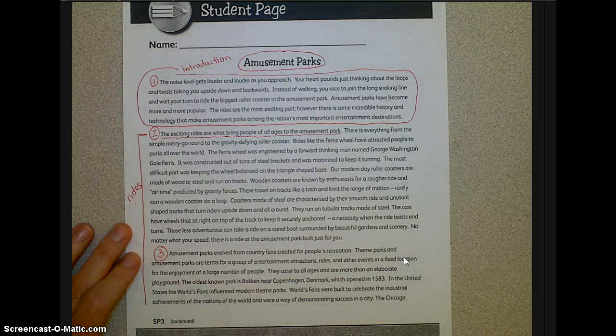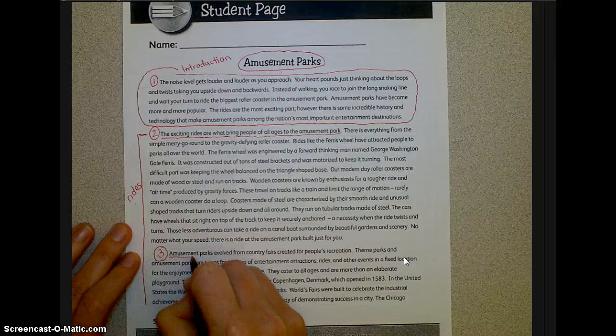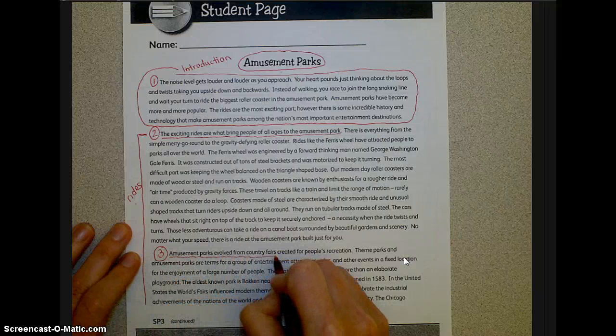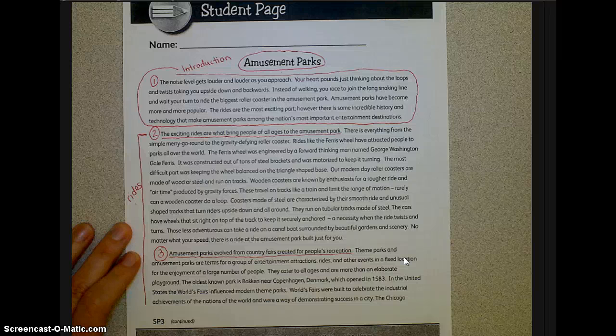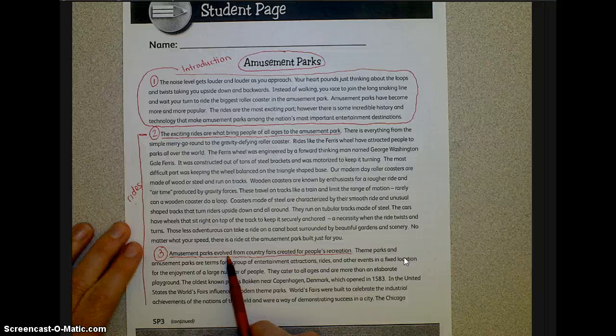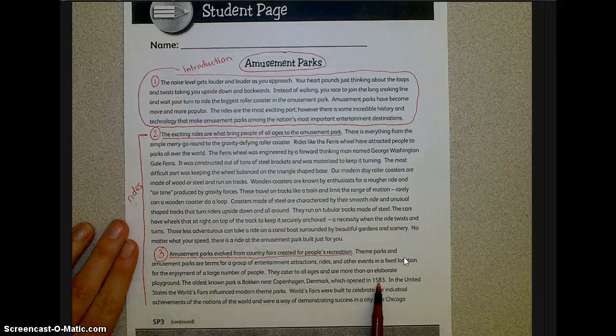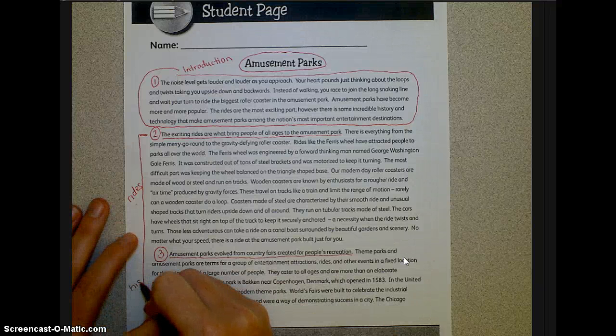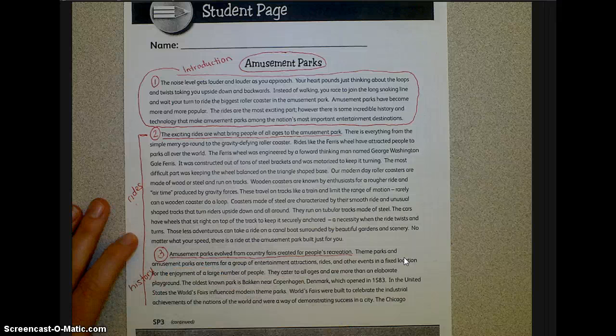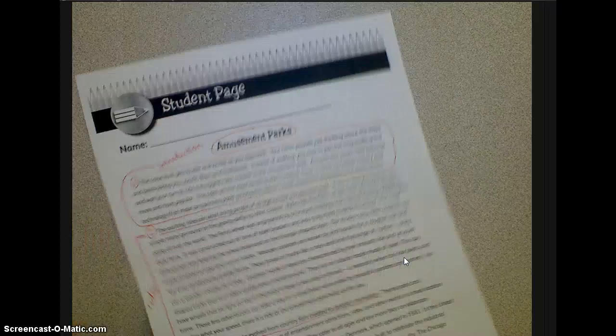So now in paragraph 3, my main idea sentence is amusement parks evolved from country fairs, created for people's recreation. Okay. So evolve means what happened before, so how it started. And I see a date in this paragraph too. So I'm going to guess that this whole paragraph is about how it started, and when we talk about where something starts, we're talking about its history. So where something came from is called its history. So that's my blurb for paragraph 3.